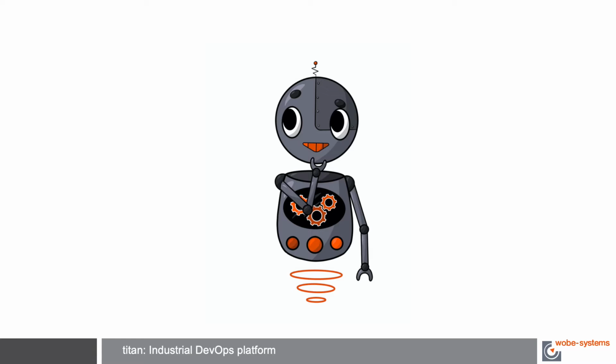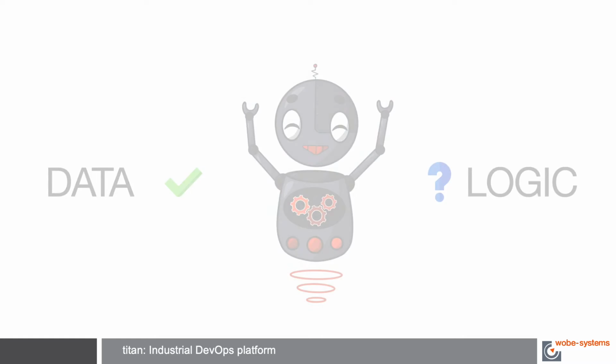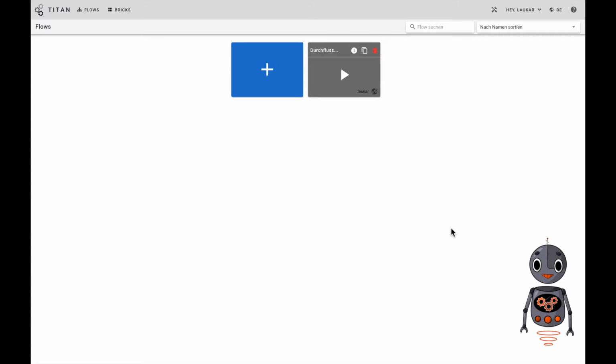Now only one step is missing. We have the data, but we need to build the logic. And now comes Titan in the picture. Welcome to the user interface of Titan. I will only show you the building of a flow so that we can monitor the demonstrator. For the first step, we log in, of course. What we see here first is a list of all our flows. I've already prepared a flow, which we will see in detail now. To do that, I'm going to click on it.